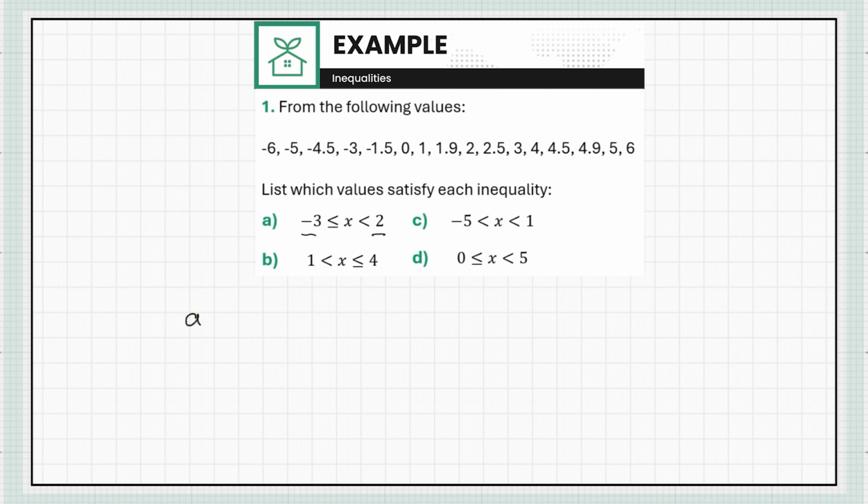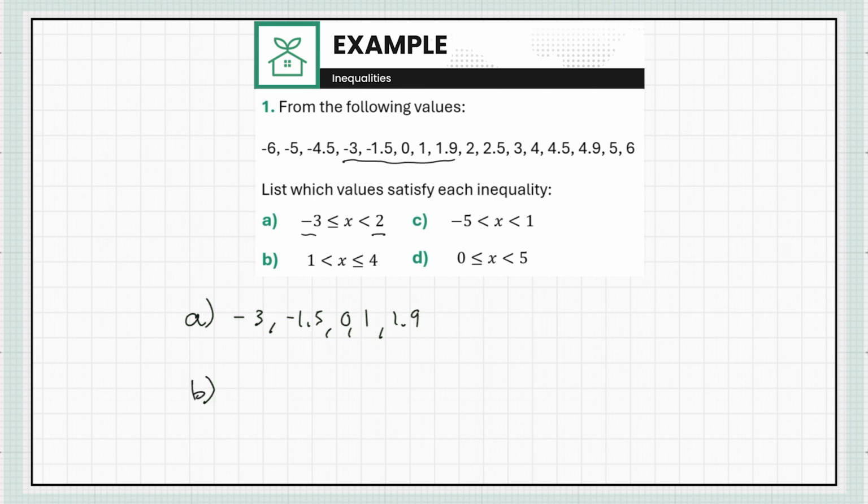So if we look at A, what values sit between -3 and 2? Well, we can't be equal to 2, but we can be 1.9 all the way through to -3. So let's write those in. -3, -1.5, 0, 1, and 1.9.